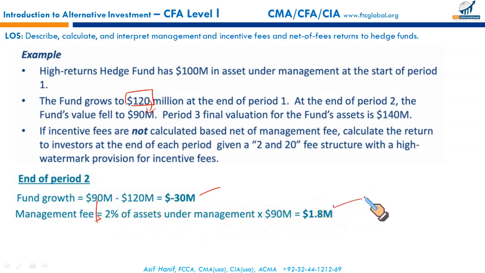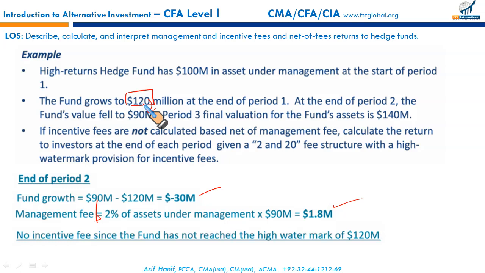Since the fund value has fallen from 120 to 90, no incentive fee is payable since the fund has not reached the high water mark of 120. It is below this high water mark, so there is no incentive fee. So the total fee would just be 1.8 million.